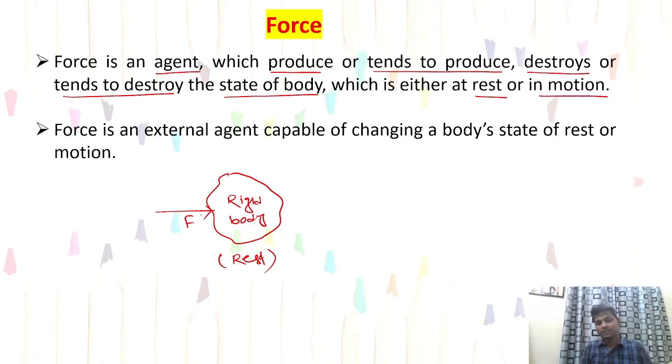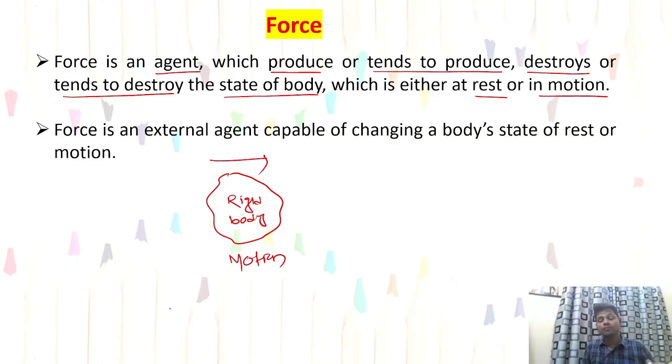And again, if the body is in motion, let's say the body moves from left to right, we have to destroy, and destroy means we have to stop. If the body is in motion, we have to stop the motion, from motion to rest. How can I stop the motion? By applying some force. That means if I am capable of, or interested to stop the body, then we can say I have applied some force. That means force is an external agent.